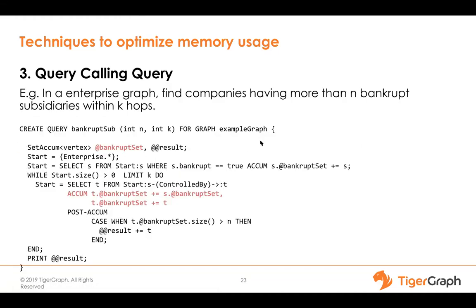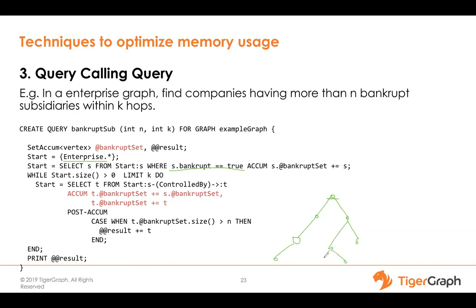For example, in the enterprise graph, we want to find the companies having more than n subsidiaries within k hops that went out of business. This is the intuitive way of writing this query. We start from all enterprises and we find those who have bankrupt equals true. Then we want to roll all the way up. This is an investment chart, or the organization chart of companies. This is the ultimate parent company, and these are its subsidiaries.